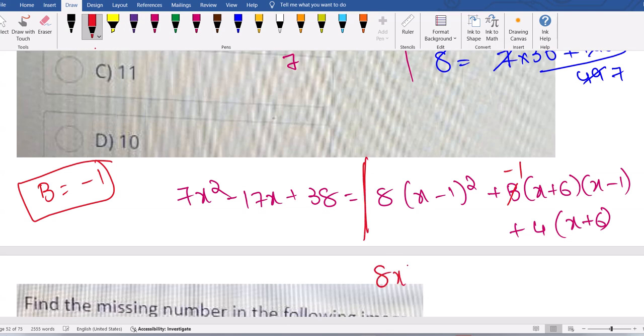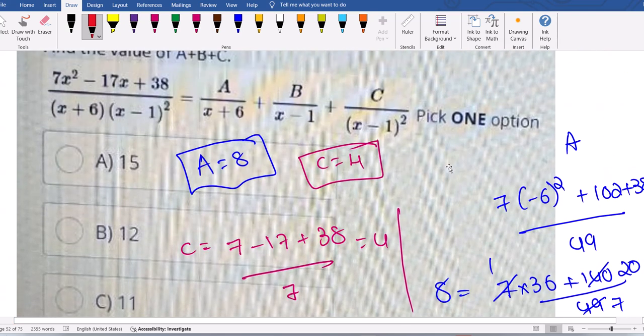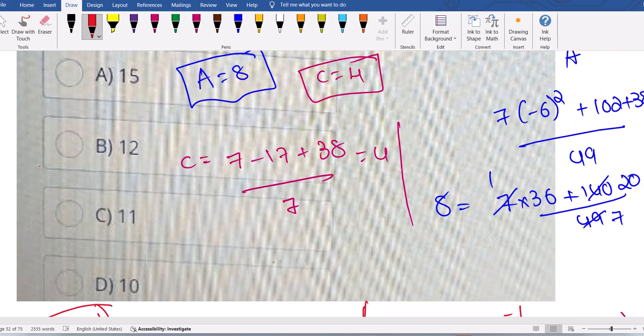So here 8x square minus 2x means minus 16x plus 8. Here minus x square minus 6 into 1 plus 6. 6x and minus x 5x, because of minus we'll get minus 5x plus 4x plus 24. We'll check all this here. 7x square suitable. Minus 16 minus x minus 17x suitable. 8 plus 38, yes, suitable. B value minus 1 is correct. A value is nothing but 8. C value 4. B value minus 1. A plus B plus C is nothing but equal to 11.